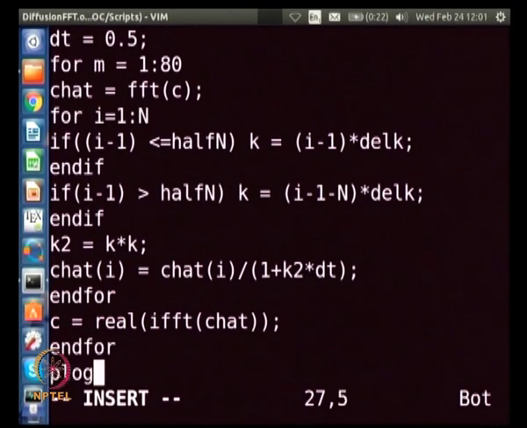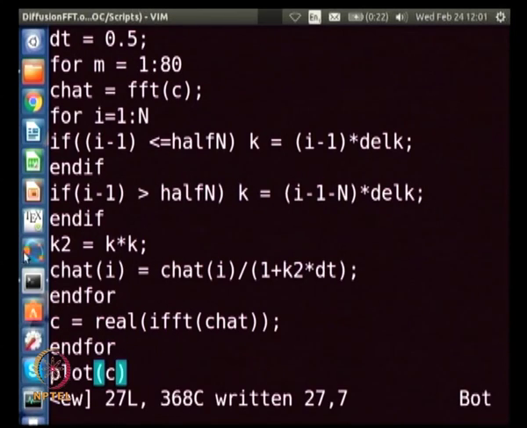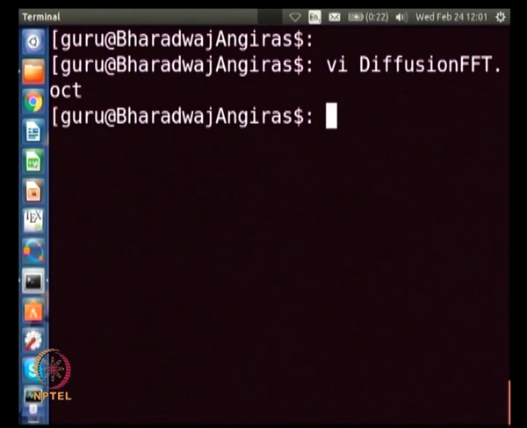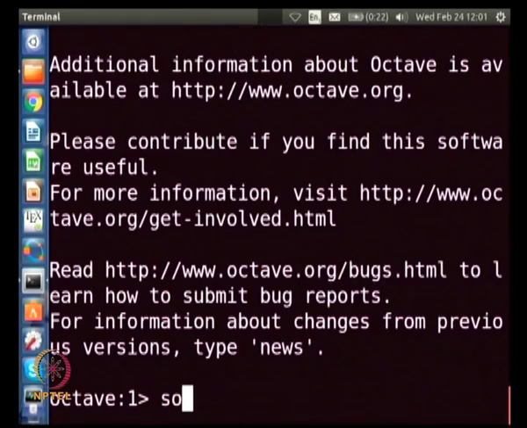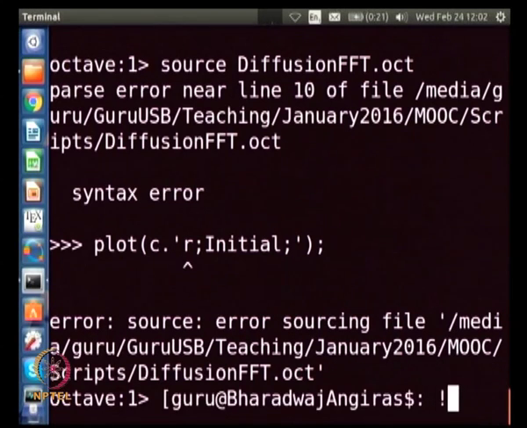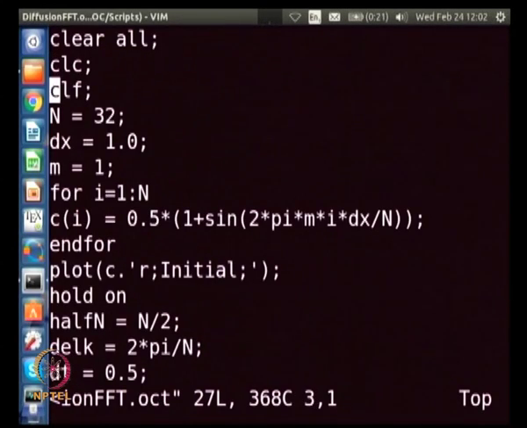Okay. So, now I say plot C. So, this is the code which will do the diffusion equation using Fourier transform, right. So, I say diffusion f of t dot OCT. Okay. So, there is some error. The error is here. So, plot C, it should be comma.